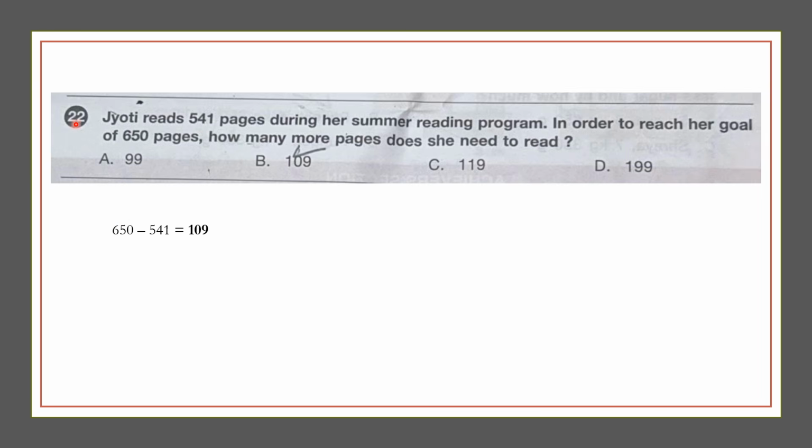Question number 22. Jyoti reads 541 pages during her summer reading program. In order to reach her goal of 650 pages, how many more pages does she need to read? So she wants to read 650 and she has already read 541. So she needs to read 650 minus 541, which is 109 pages. So our answer is option B, 109.